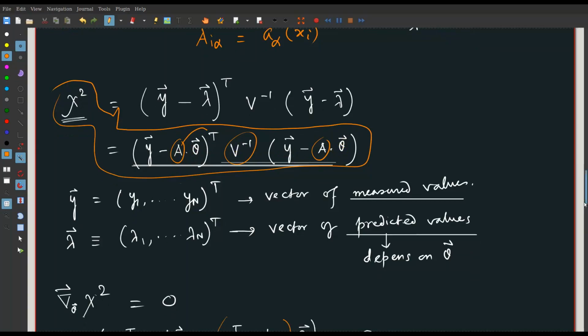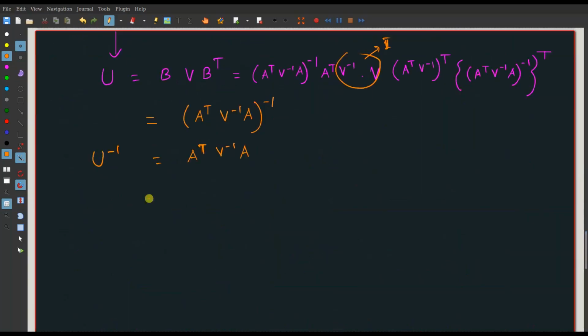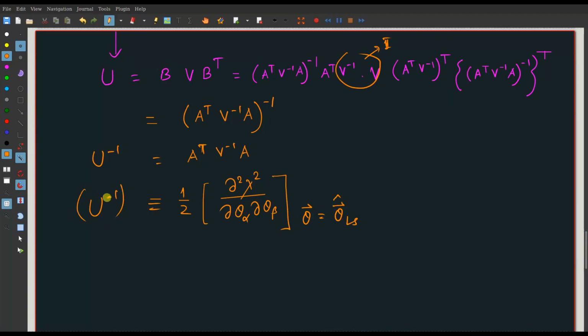Quite naturally, this U inverse can alternatively be expressed, if you calculate this carefully, as half del 2 chi square over del theta alpha del theta beta, at theta equals theta ls. Then you will get the alpha beta element of the U inverse as well. See, so this is the thing.